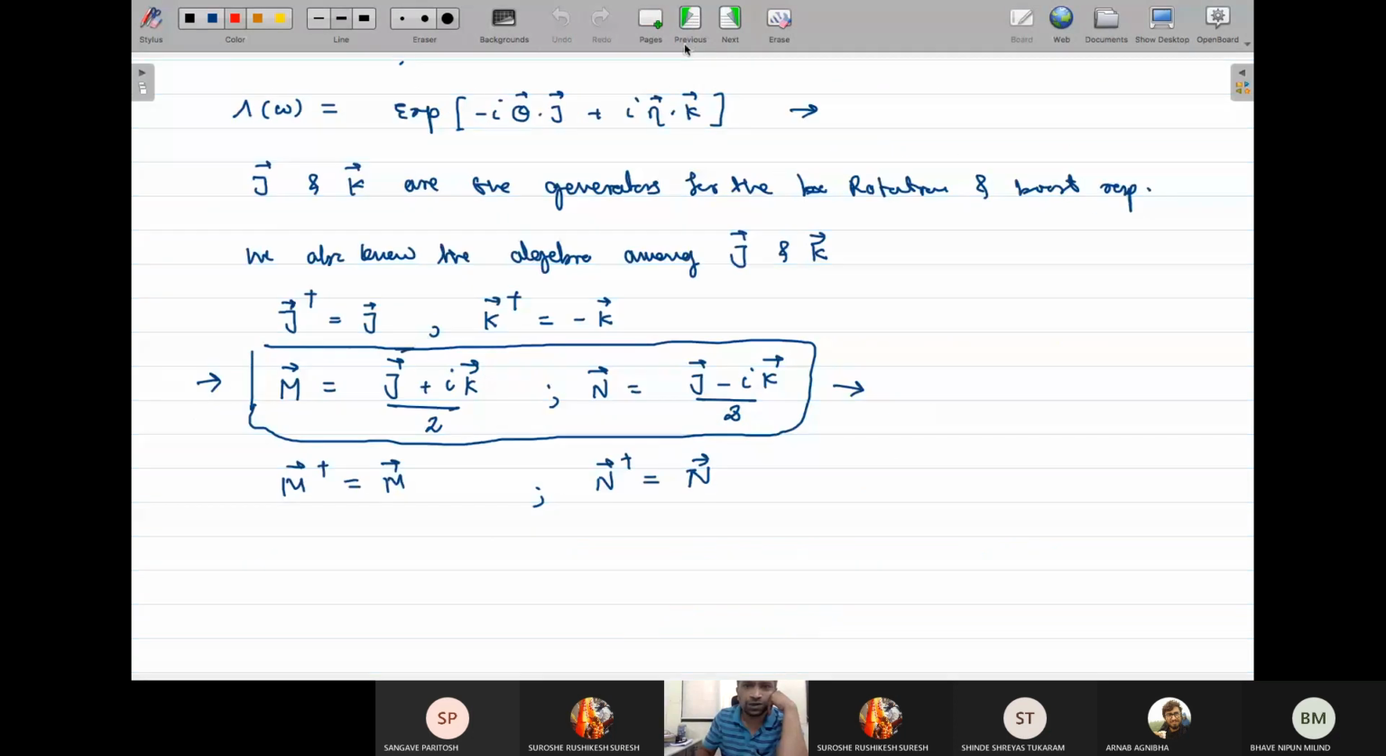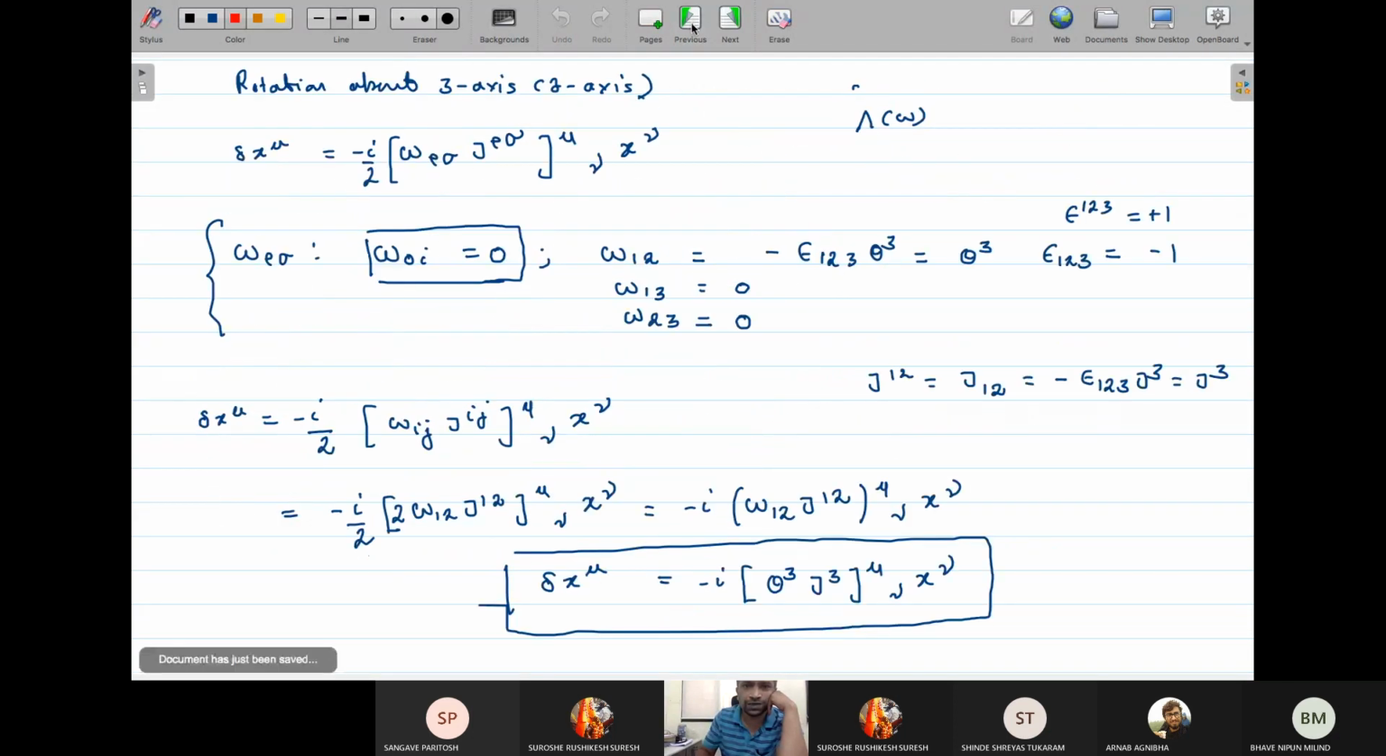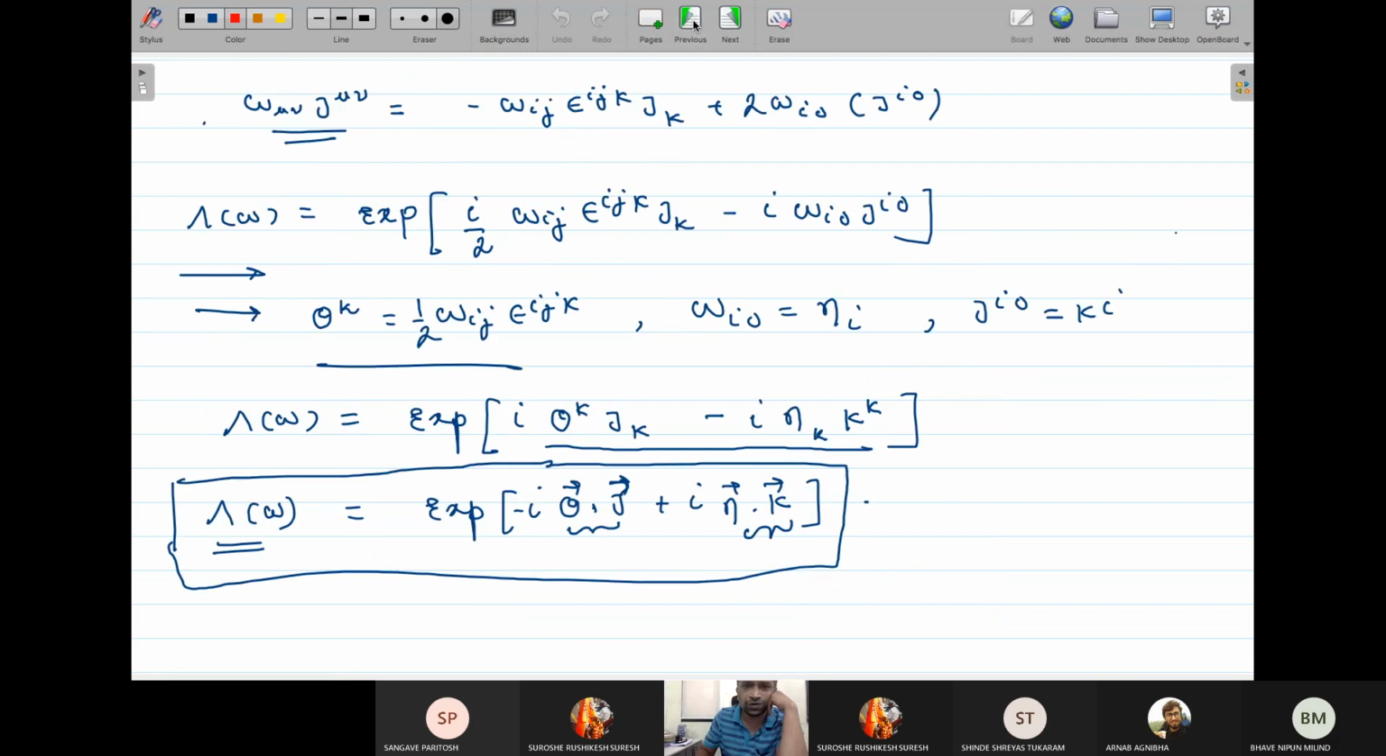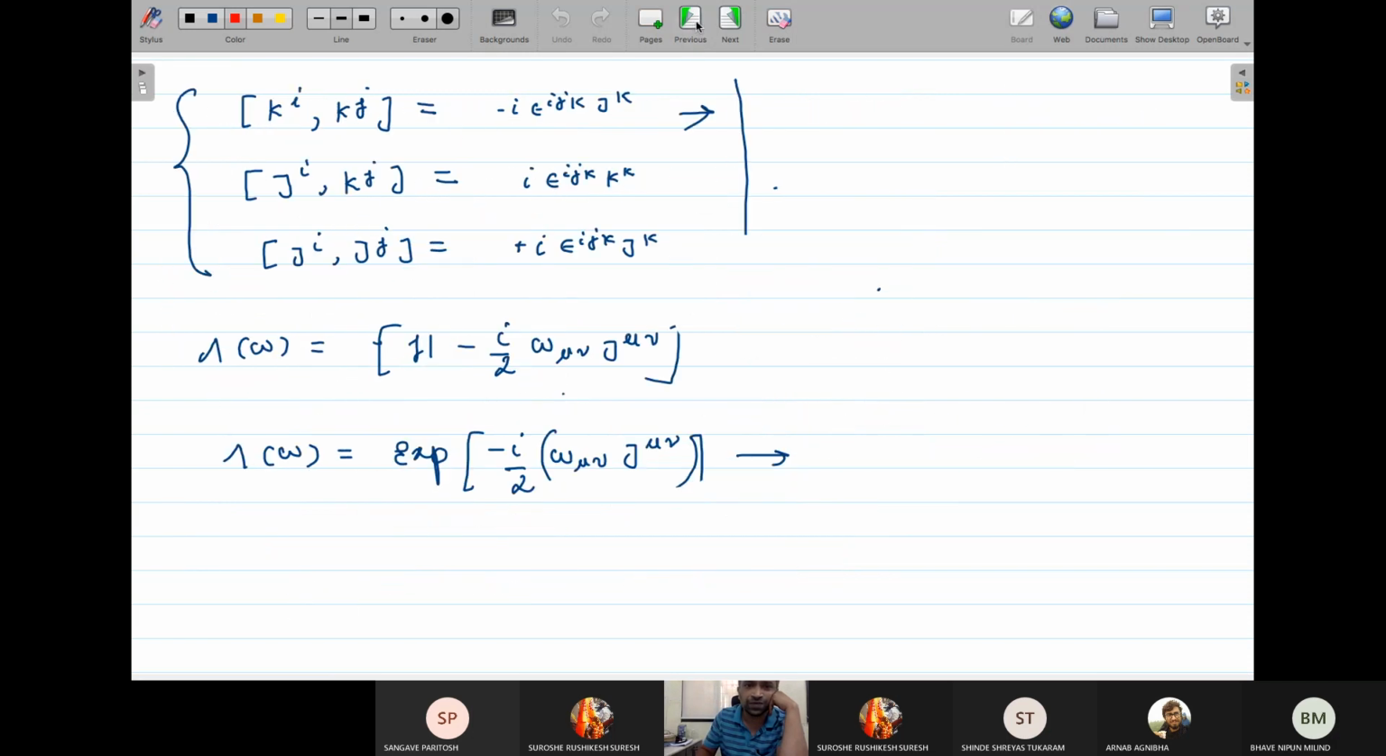So what we are doing basically, I will just recapitulate. We are trying to write the expression for Lorentz transformation in terms of the generators. Generators are operators or entities which generate the corresponding transformation, in this case the Lorentz transformation. So what do we mean by generates? If you specify generators and the parameters of transformation, then your transformation is fixed.